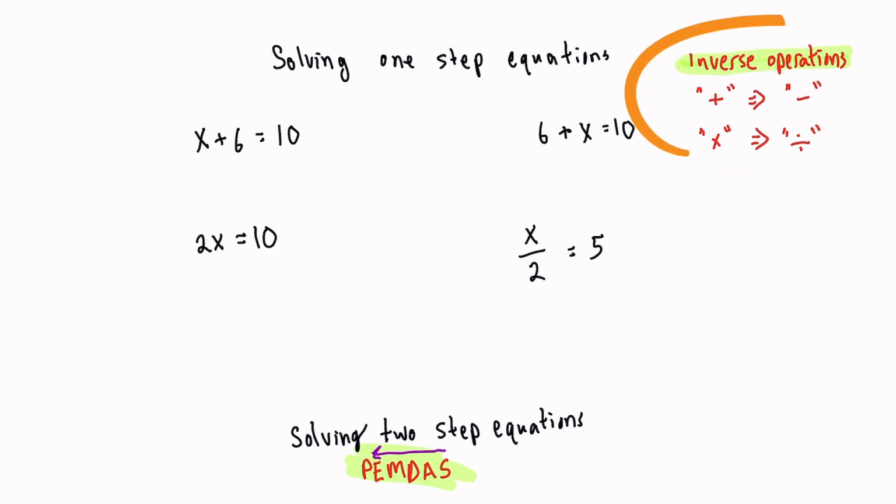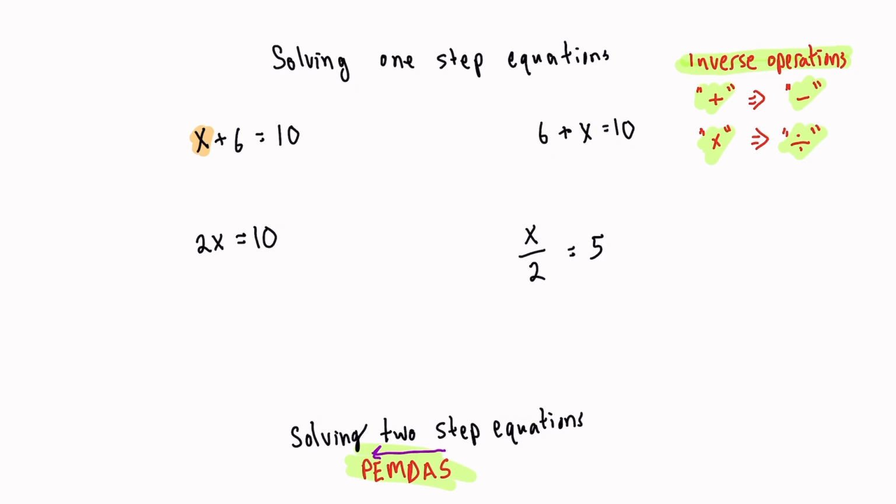The opposite of addition is going to be subtraction. The opposite of multiplication is going to be division, and vice versa. And when we're solving equations like this, we are trying to isolate the variable. So we want to get the variable, in this case x, by itself on one side of the equal sign. In order to do that, we always have to do the opposite, the inverse.